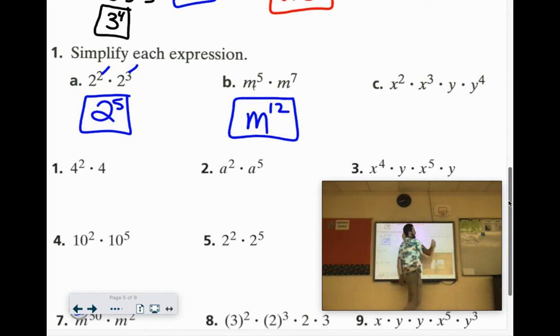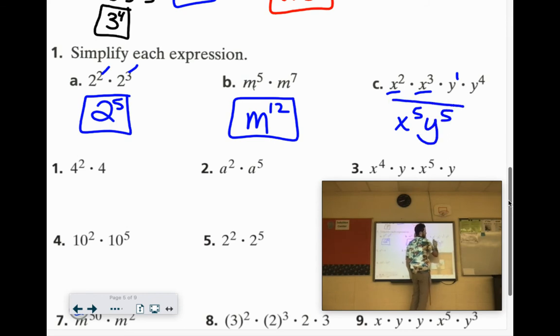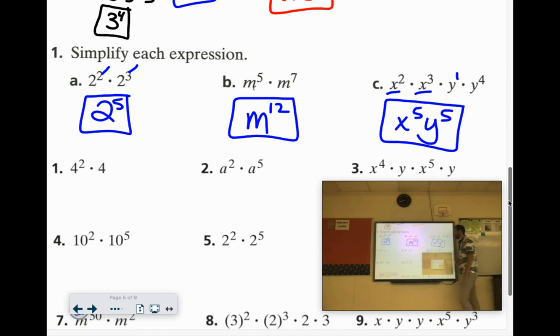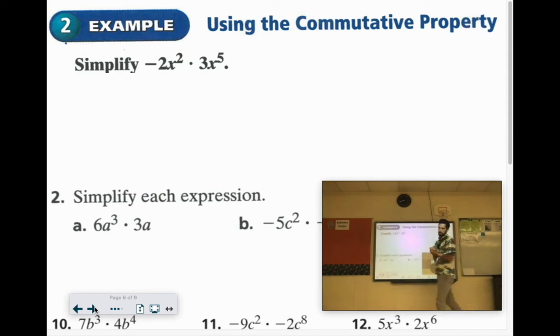Here we can combine the x's. 2 plus 3 is 5. We can combine the y's. 1 plus 4 is 5. The most common mistake I see there is people forget that y is y to the 1st power. So be careful. Now we're going to bring in some more multiplication.